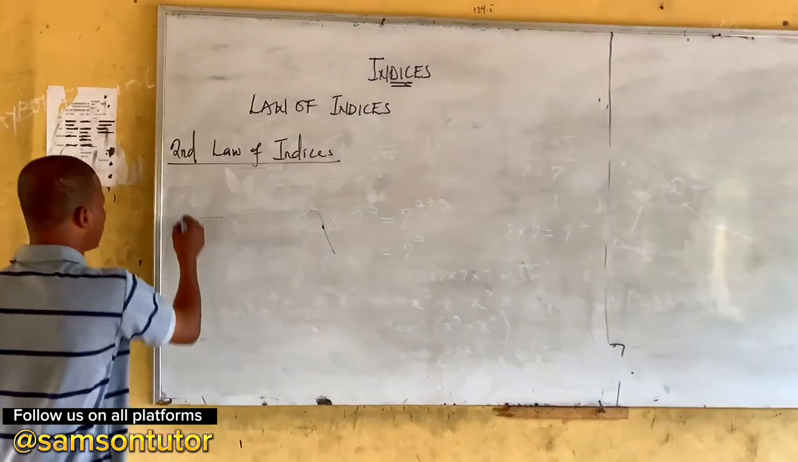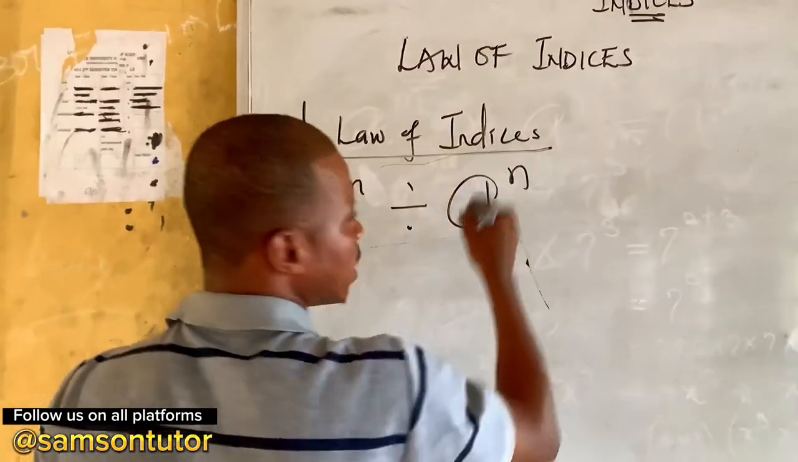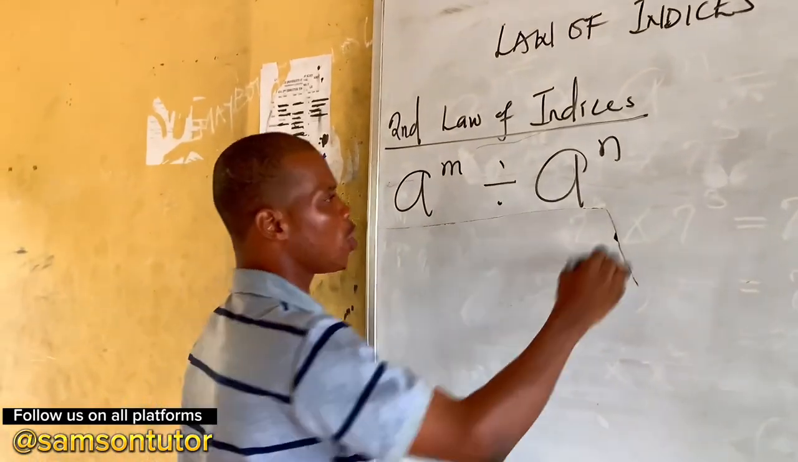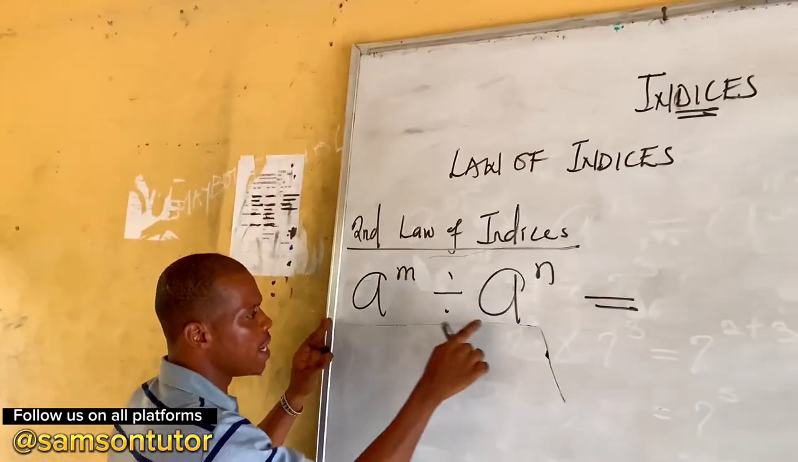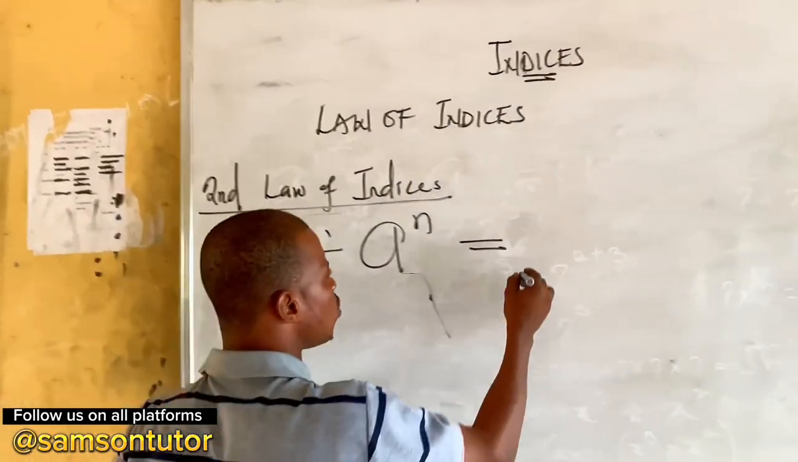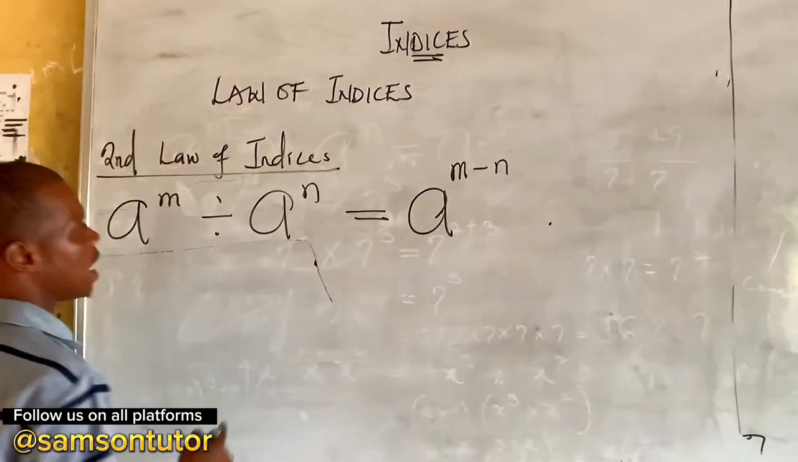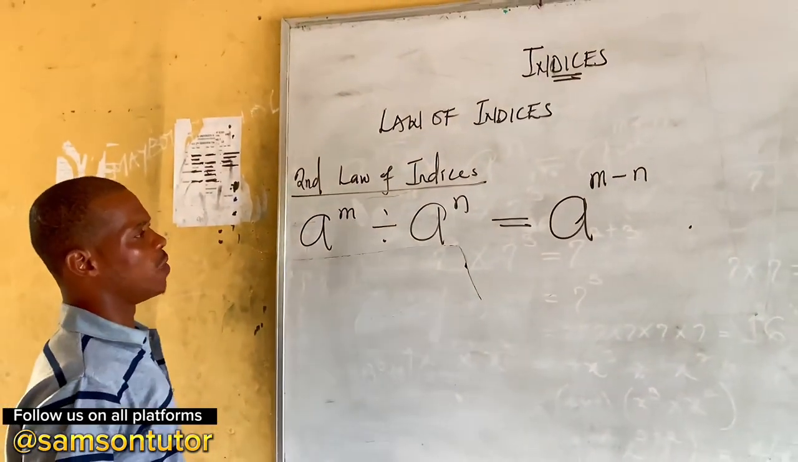Now, in this system, we have a raised to the power m divided by a raised to the power n. In this instance, we have the same base dividing each other, which implies we are going to take one of the base, which is a raised to the power m minus n. This is the second law of indices.